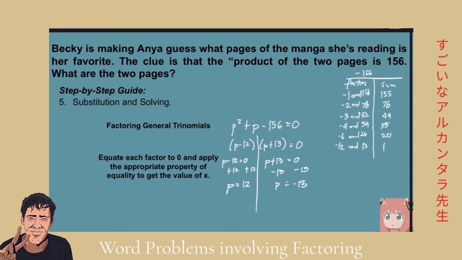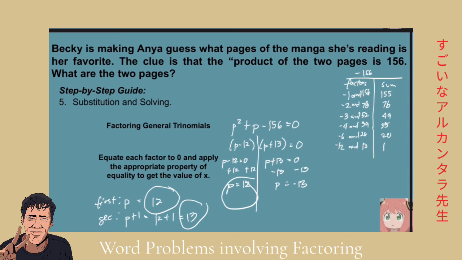And again, we cannot consider the negative 13 because there's no such thing as a negative 13 page, right? So the first page should be 12. We have established earlier that the first is p, the second is p plus 1. So therefore, the first page is 12, and the second page is 12 plus 1, which is 13. So basically, the favorite part of Becky in this given manga that she's reading is page 12 and page 13.